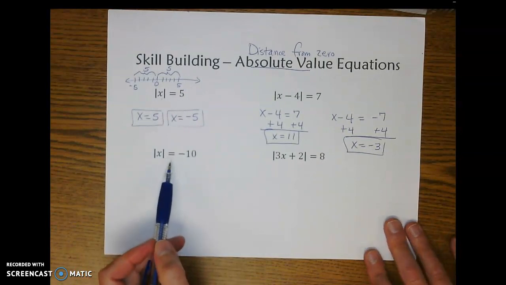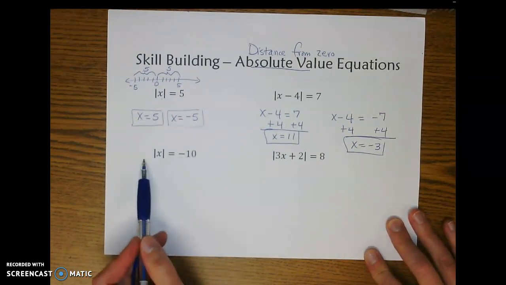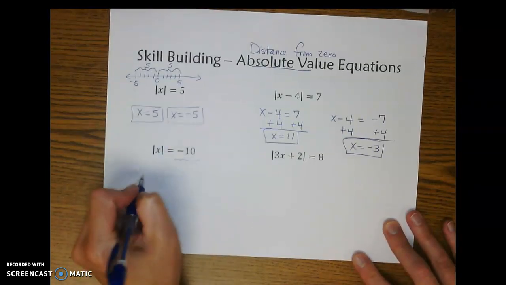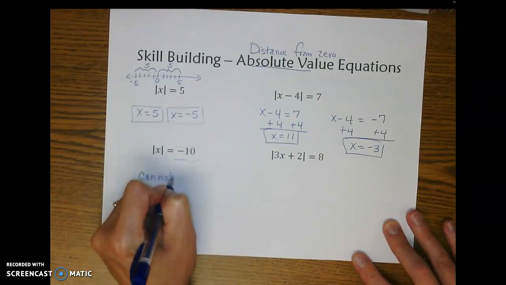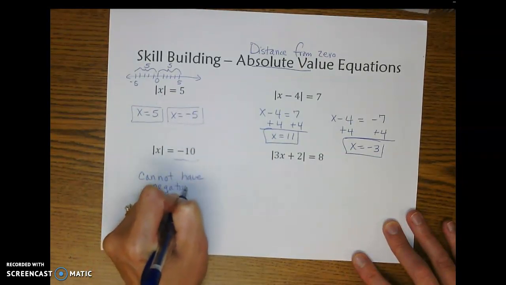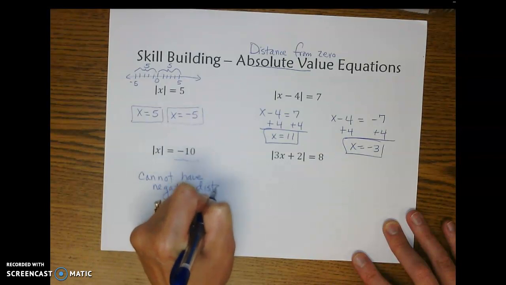Third one, the absolute value of x equals negative 10. As we stated, we cannot have a negative distance. So no solution.